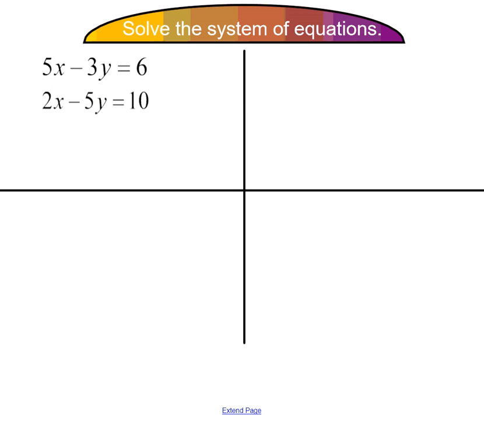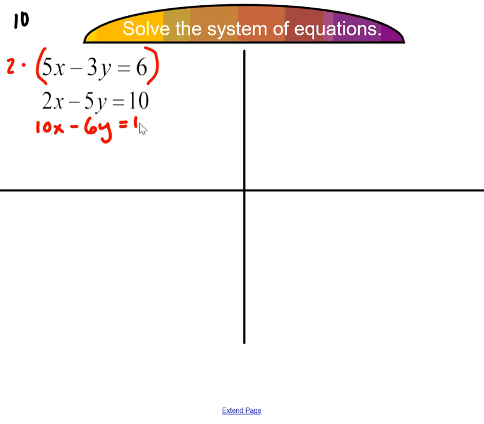Our next example, 2 does not multiply to 5 very easily. 3 does not multiply to 5 very easily either. So what I'm actually going to have to do is multiply both equations. I want to cancel out the x's. You could cancel out the y's if you want. So I want both of these equations to have the x values be 10 and negative 10. So for my first equation, I'm thinking 5 times what is going to give me a 10. So I know 2 would do that. So I have 10x minus 6y equals 12.